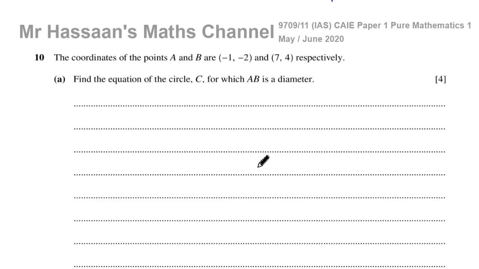And here we have a question about equations of circles. It says the coordinates of the points A and B are (-1, -2) and (7, 4) respectively. So you have A (-1, -2) and B (7, 4). It says find the equation of the circle C for which AB is a diameter.